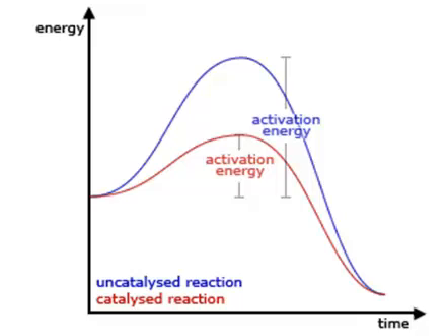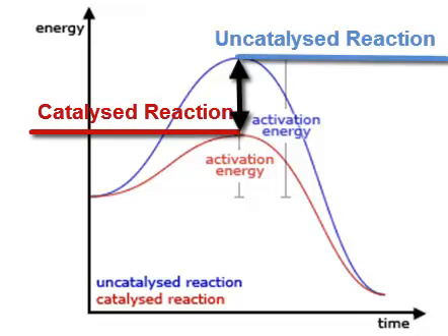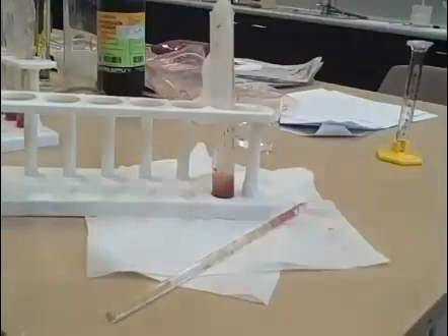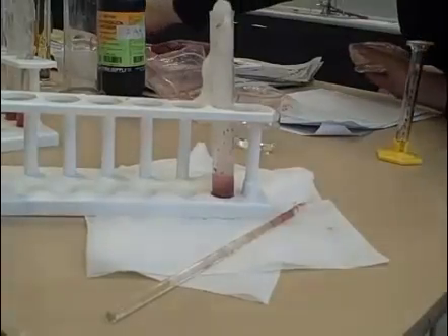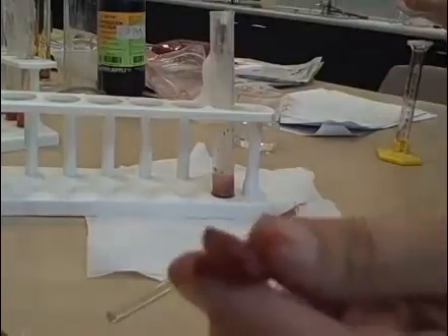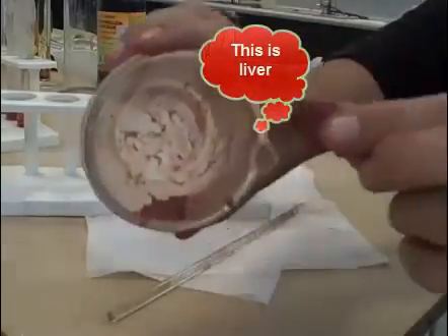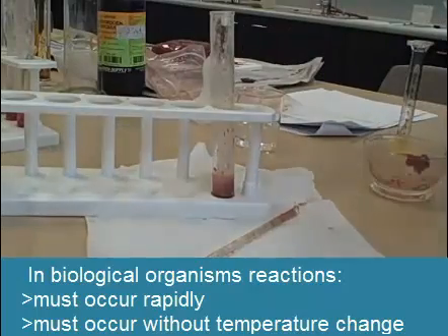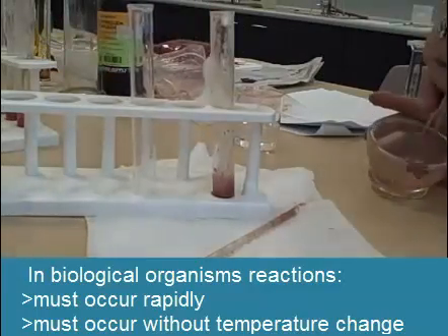It stays uniquely itself. So in the graph here we see energy needed for a reaction to go to product, uncatalyzed versus catalyzed. And the difference is the amount of energy needed to go to products. And that's what a catalyst does, it reduces that amount of energy for the reaction. So what's the relationship between catalysts and biological organisms? Well, in biological organisms, reactions must occur rapidly to keep up with metabolism of the organism and also occur without a temperature change in the organism.